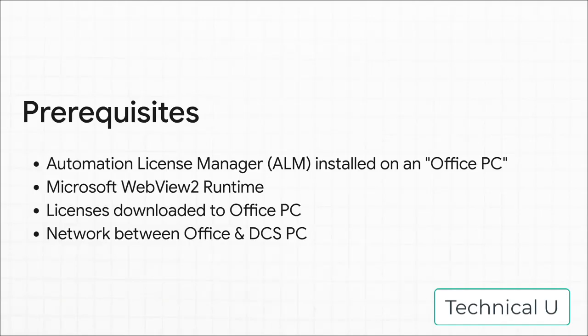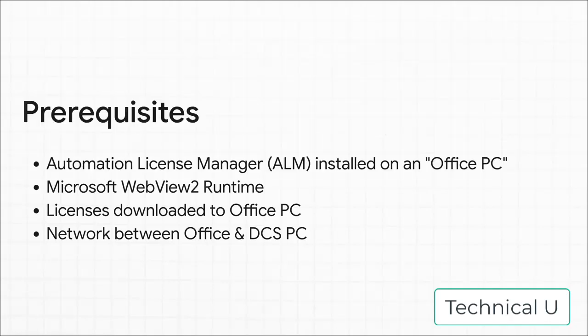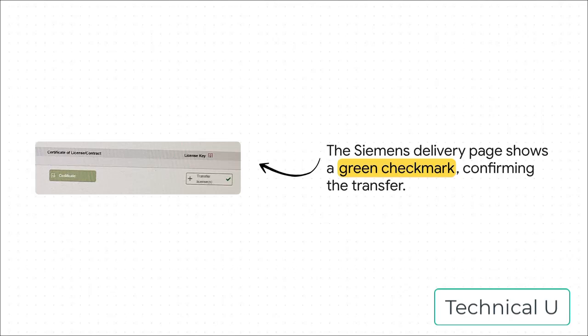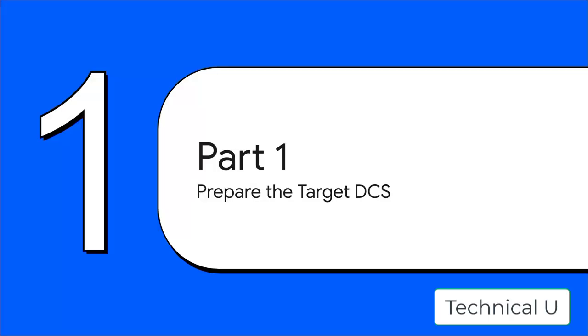But before we jump in, let's get our ducks in a row. Here's what you're going to need. First up, you need the Automation License Manager, or ALM, installed on your Office PC. You also got to have the Microsoft WebView 2 runtime extension installed, because ALM needs that to talk to the Siemens website. Of course, you should have already downloaded your licenses onto this Office PC. The very first sign that you nailed it will show up back on the Siemens online software delivery portal. You'll see that the transfer button for that license now has a nice little green check mark next to it. That's Siemens giving you the thumbs up that the key has been delivered. And this is critical: you have to have network connectivity between your Office PC and the target DCS computer. Make sense, right?